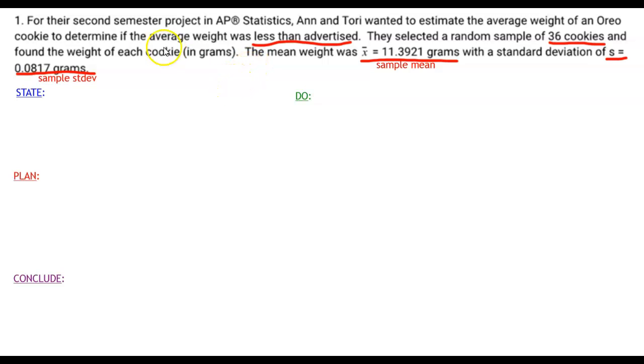And later on in the course, I'm going to show you how to do another type of test that is called a hypothesis test to do the same exact thing. Anyway, let's do the state step first. Pause the video and try to write down your state step and then come back to see if you got it the same as me.